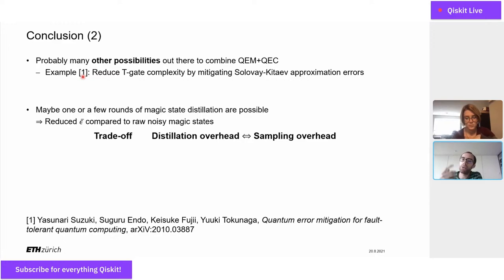So their idea is to say, well, okay, we're going to do a Solovay-Kitaev decomposition of the unitary, but we're going to do a bad-quality approximation, right? We're going to do a decomposition into a much smaller circuit. That means they have a much larger approximation error of the unitary, but they have to run many fewer T gates. And then this approximation error can be corrected using the quasi-probability methods. So I think this is just a very neat idea that goes in a somewhat similar direction.